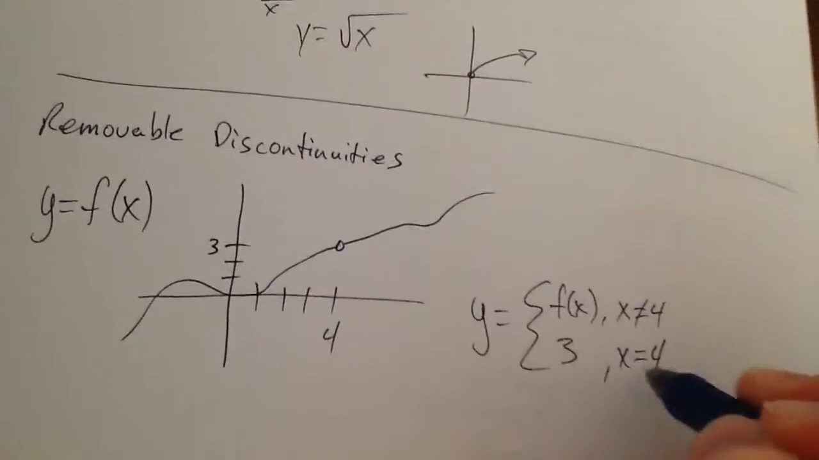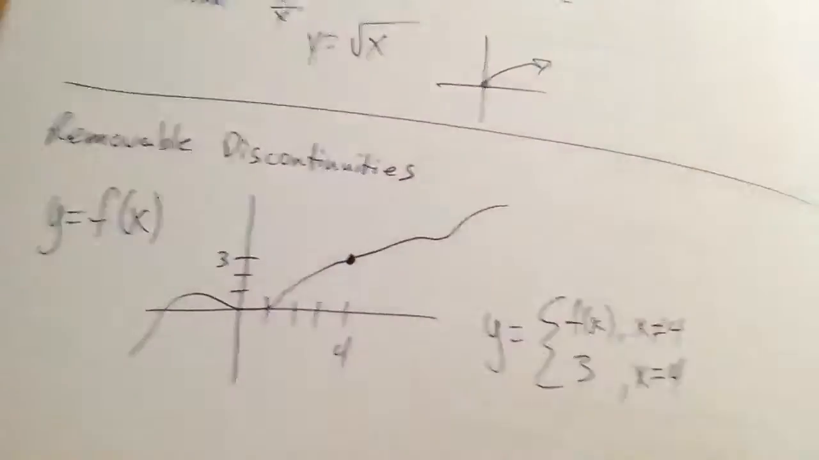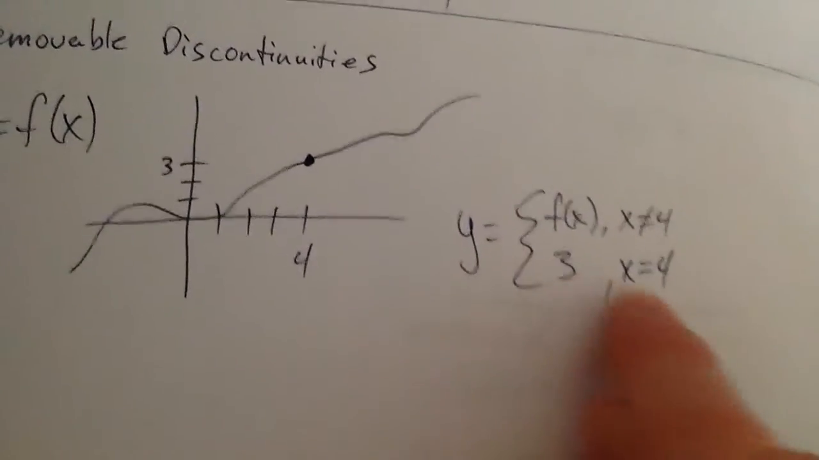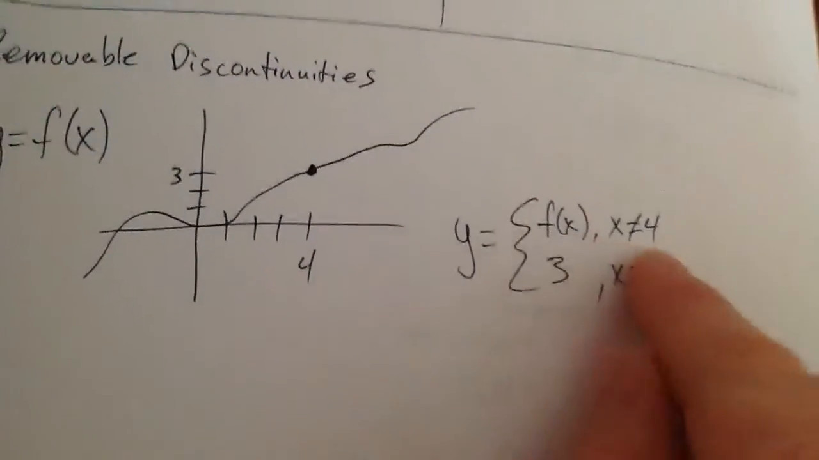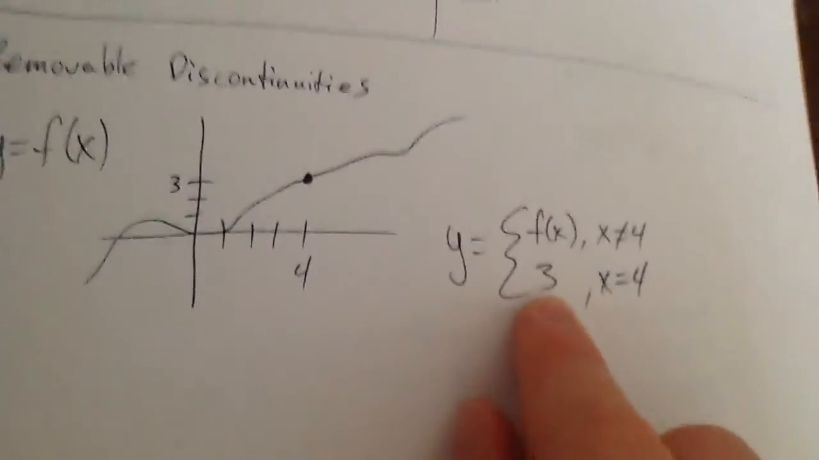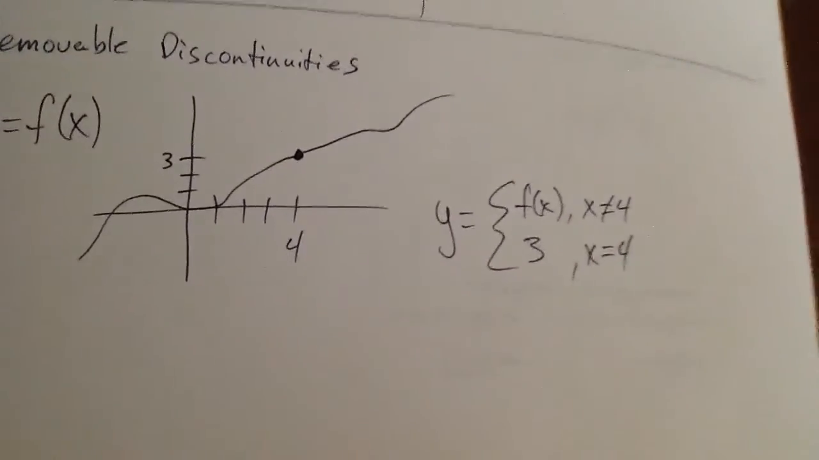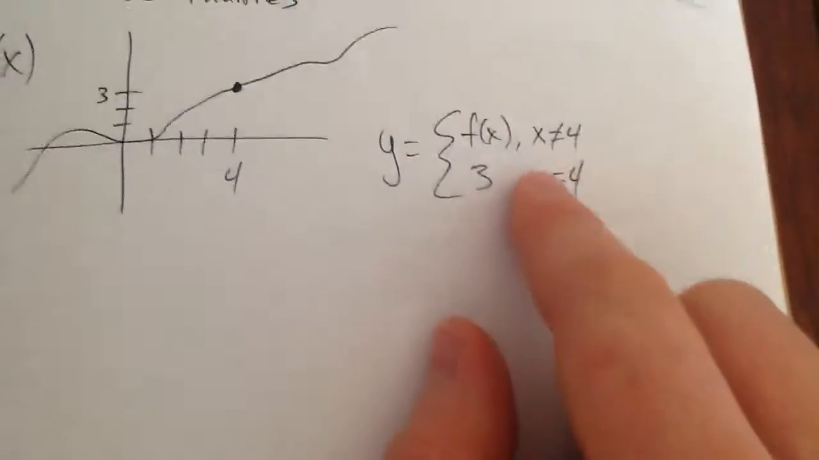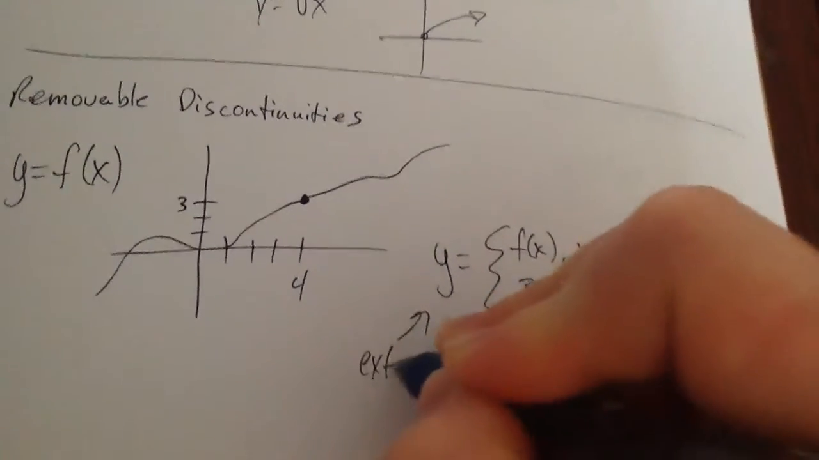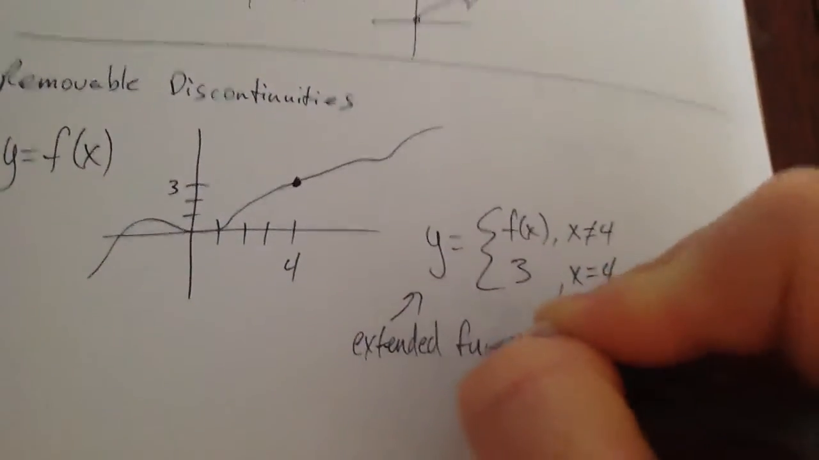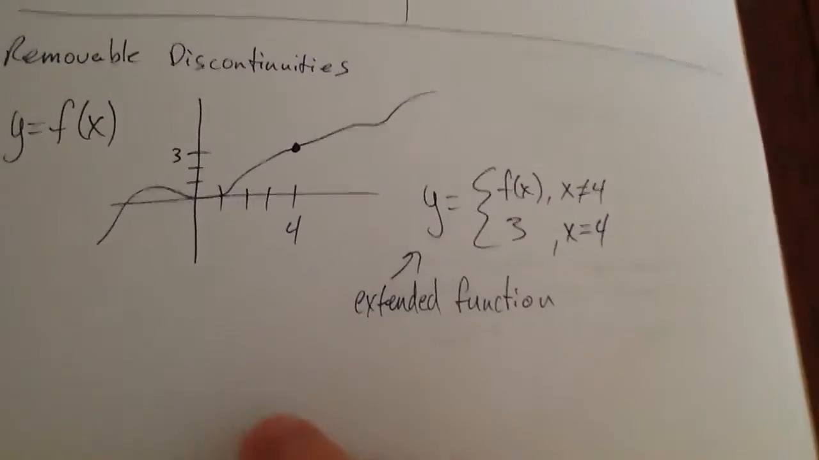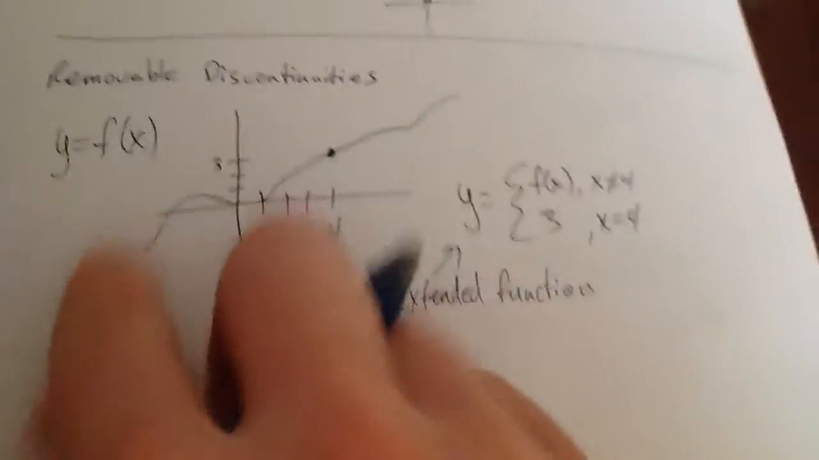So if I do that, when x equals 4, y is 3, that basically just fills in that hole, and we have removed the discontinuity by adding this little stipulation down here. So we use the regular function when x doesn't equal 4, but we'll use 3 when x does equal 4. And that's how you remove a discontinuity. And this is known as the extended function, I guess. Meaning we added stuff to it to remove some discontinuities. I'll do a better example of that right now that's not just y equals f of x.